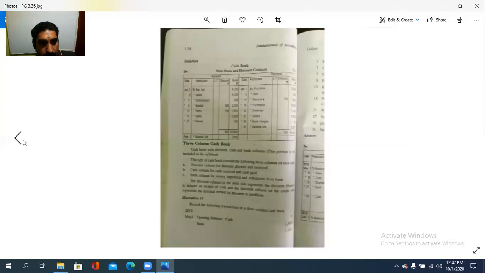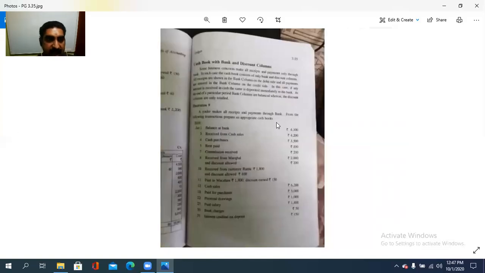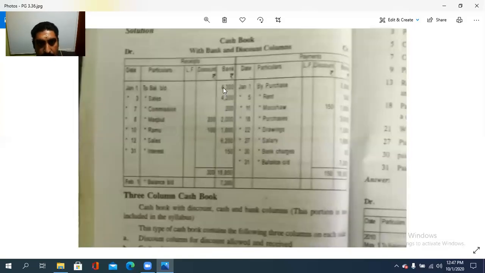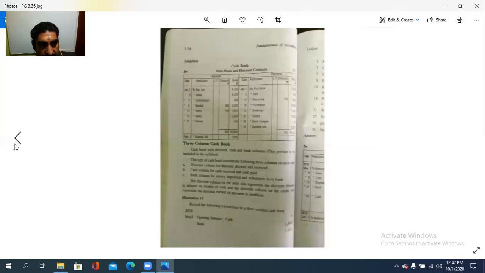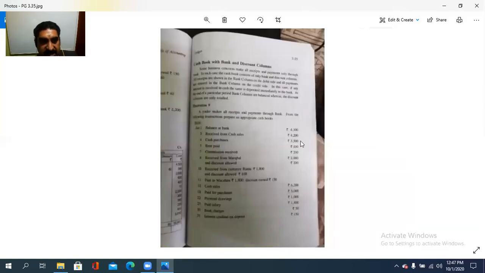So, first of all, what is the first entry? Balance at bank. What is that? 4,300. To balance, brought down. Look here. To balance, brought down 4,300.